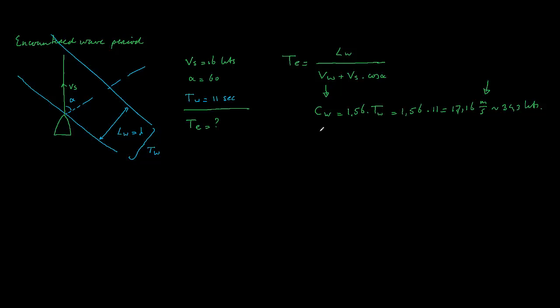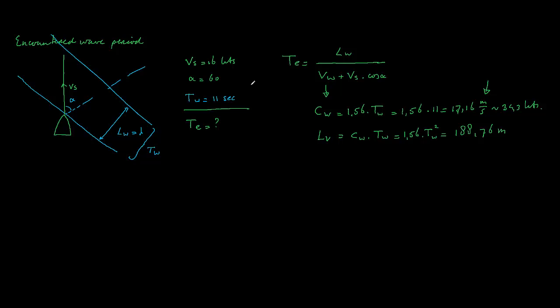So the length of the wave would be the speed of the wave times the period of the wave. That would be 1.56 times the wave period squared, and in this case that will be something like 188.76 meters.